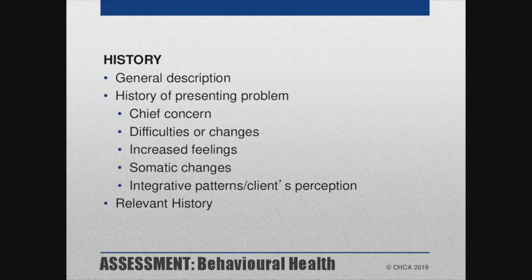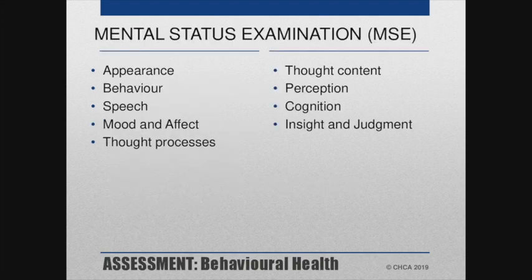Further, to obtain history, we want to gain a general description, chief concern, any difficulties or changes, increased feelings, any somatic changes, maybe palpitations, headaches, any integrative patterns, and personal perceptions of what's going on. What do you feel is the issue? What do you feel is causing some of these symptoms that you're experiencing? And then finally, any other relevant history.